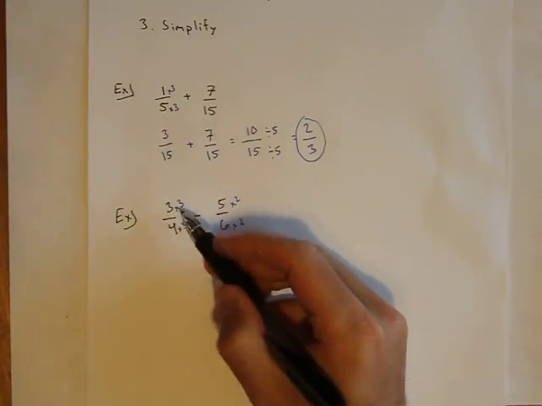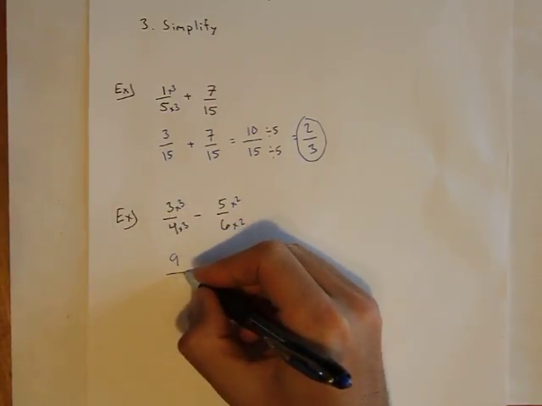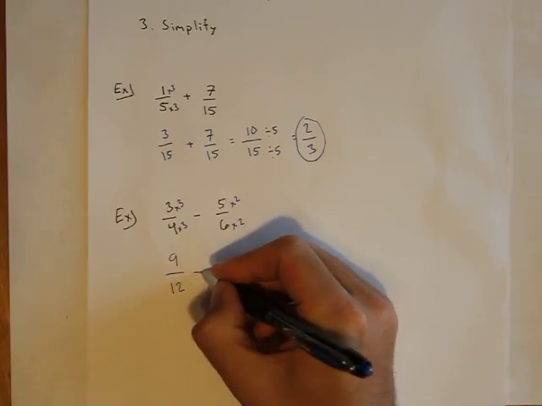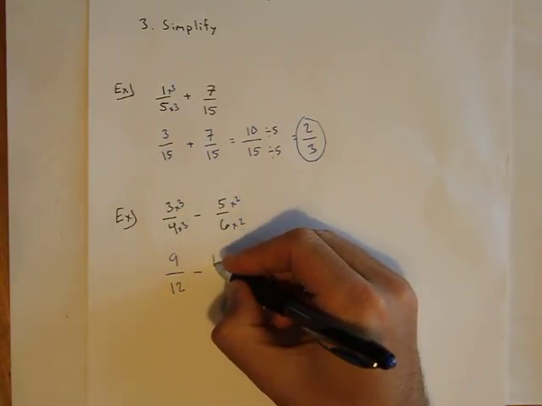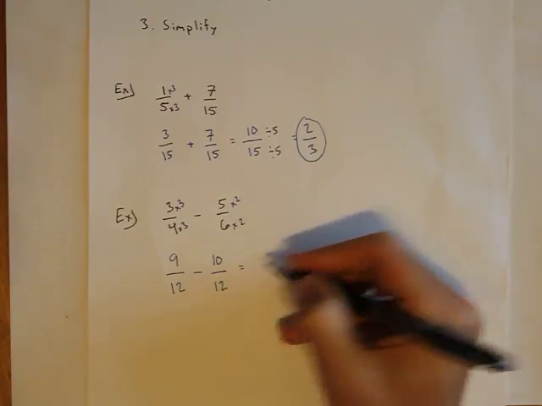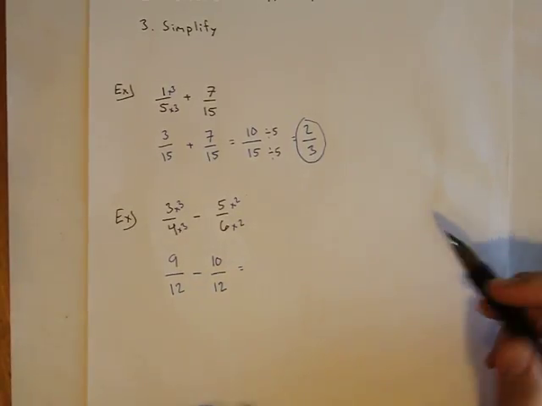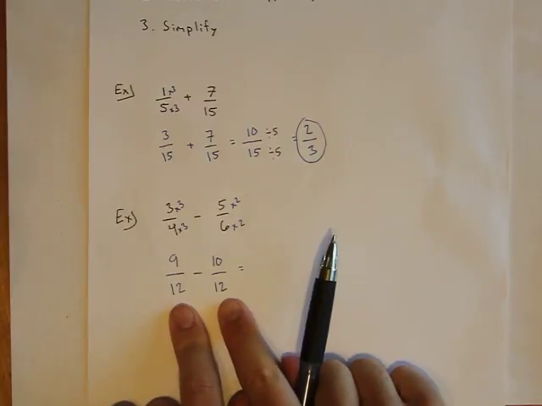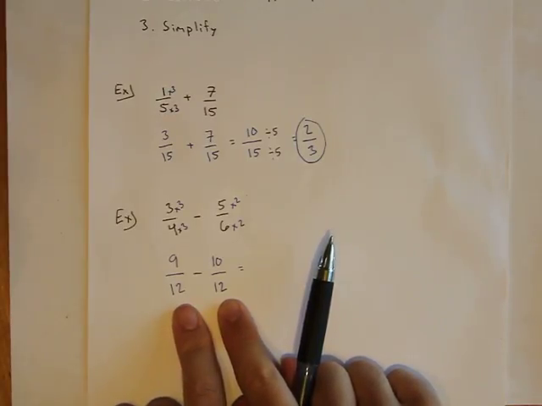So whenever I do that, 3 times 3 gives me 9, 4 times 3 gives me 12, 5 times 2 gives me 10, and 6 times 2 gives me 12. Okay? So now I've got the same or equivalent fractions, just looks different. They have 12s on the bottom.